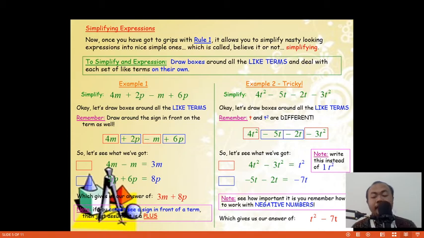Nah, you got the result t square and then minus 7t, which gives us the answer. Combine the terms: t square and then put minus 7t at the back. Okay, please remember how to do minus form. Utang. If you understand this one, let's move to another example.